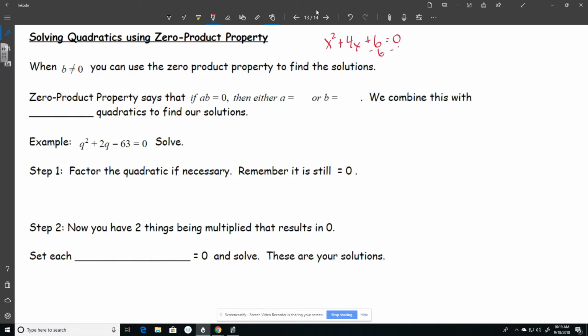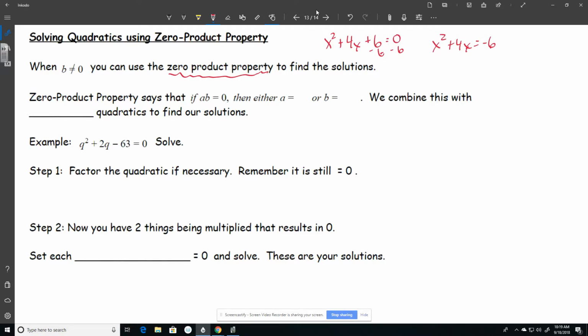I can subtract 6 from both sides, but now I have x squared plus 4x equals negative 6. And I don't know how to get rid of an x and an x squared. I mean, I can move the x's over here, but then I have x's on both sides. And it just becomes a really big, messy mathematical headache. So instead, what we do is we use the zero product property because it simplifies this a lot.